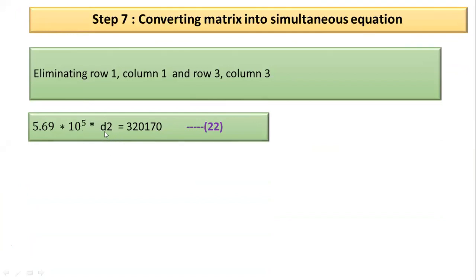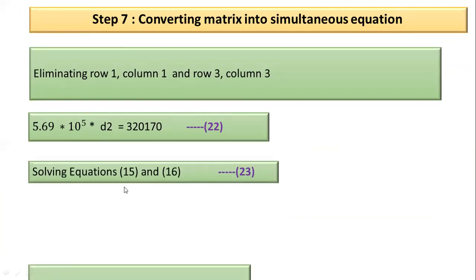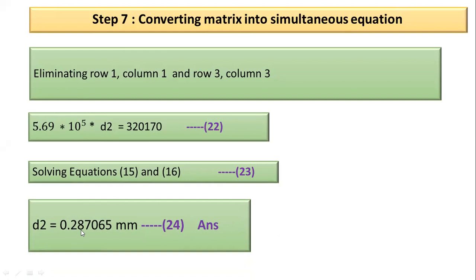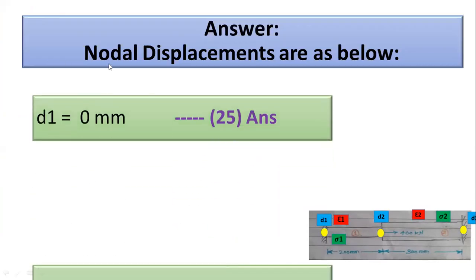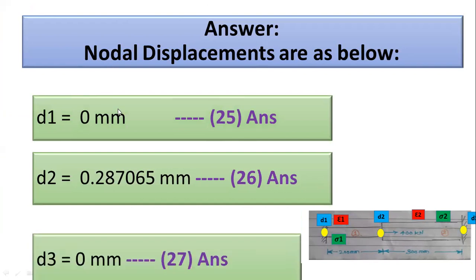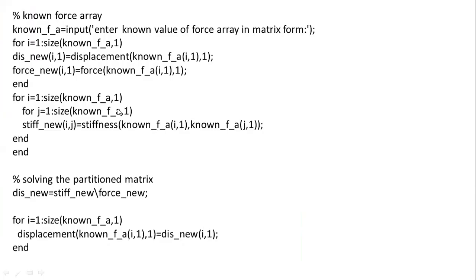Now easily we can find D2, displacement at node 2. Okay, D2 equal to 0.287084 mm. Nodal displacement D1 0, D2 0.28, D3 0. Okay. Then how to write in MATLAB program? Okay.